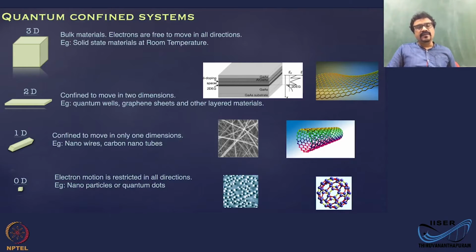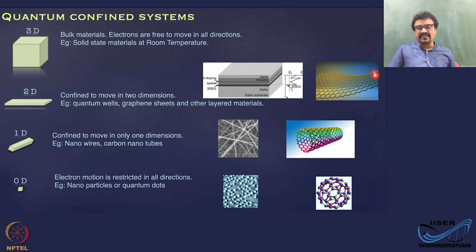Now, the two-dimensional systems: what that means is the electrons are confined to move in a plane, in two dimensions. What that means is one of the three dimensions doesn't exist, or in that direction the electron is not free to move.